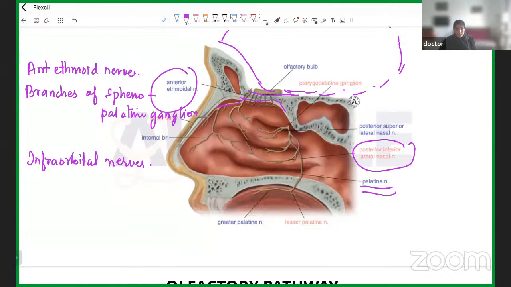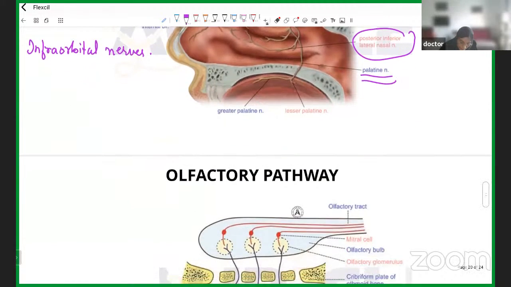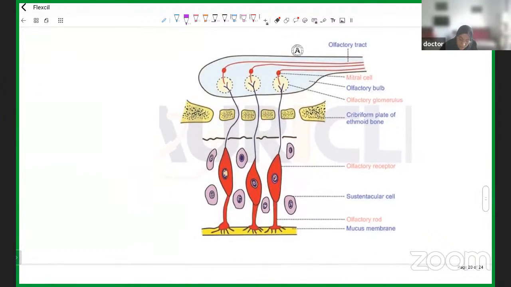Now, moving ahead to the pathway of olfactory nerves. This is the pathway. We have learned it in physiology as well. The pathway of olfactory nerves. Olfactory nerves will get stimulated when the mucous membrane sends down the smell sensations to the olfactory rod. And from the olfactory rod, this will be passed on to the olfactory receptors placed in the nerves. And then from there, it crosses through the cribriform plate and enters into the olfactory glomerulus.